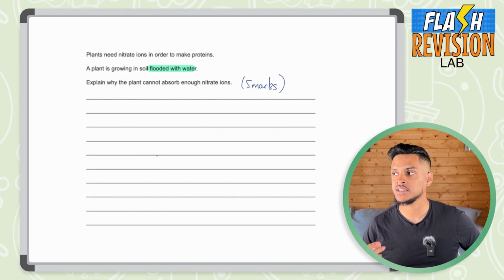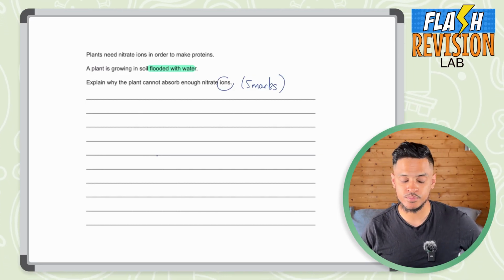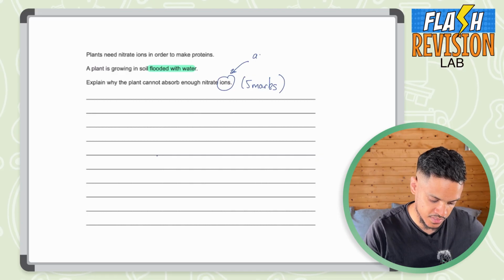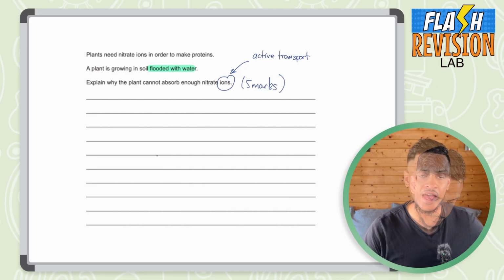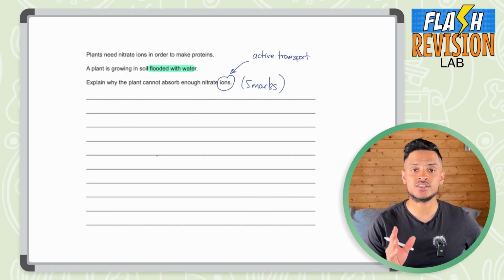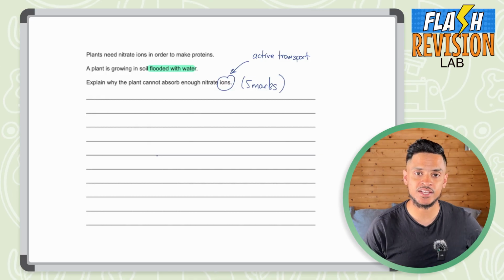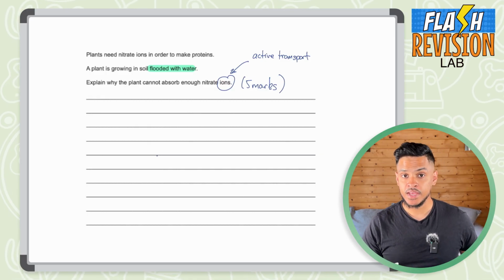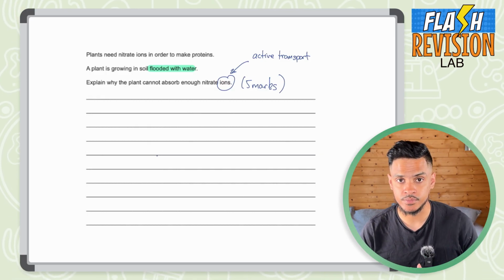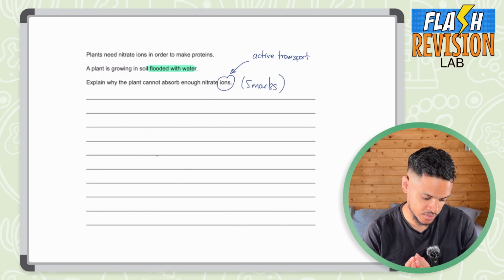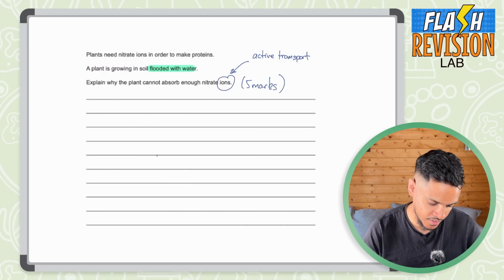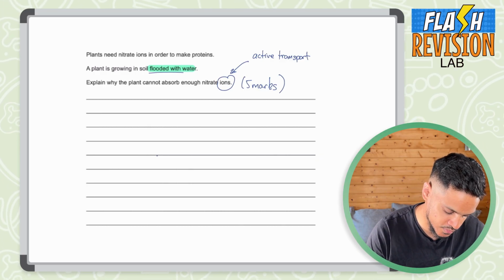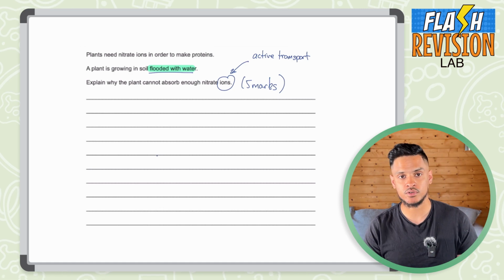So we need to think in our head, how do plants usually absorb ions? This process is active transport, right? And active transport, if you remember, is not a passive process. It needs energy. Where does that energy come from? It comes from respiration. Aerobic respiration needs oxygen. So what's happening here? The plant is growing in soil flooded with water. So it's basically waterlogged. Too much water.